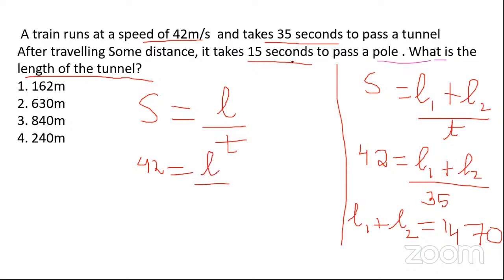I don't know what is the length of the train. It takes 15 seconds. Time is given as 15 seconds. So now you can easily find this one. L equal to 15 into 42. So there is a shortcut to multiply 15 into 42.